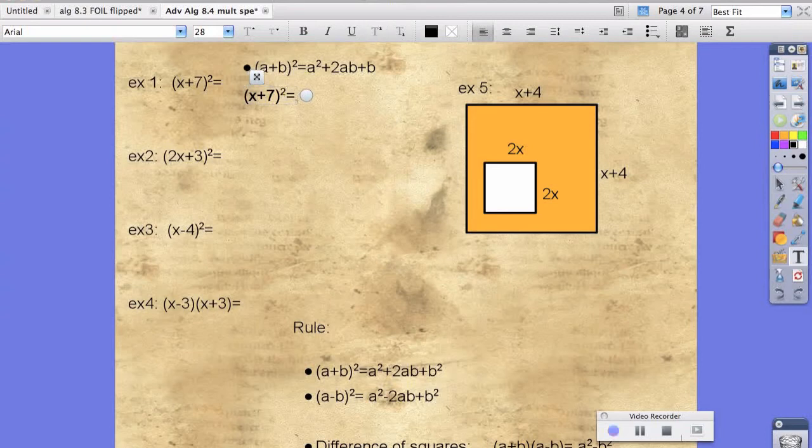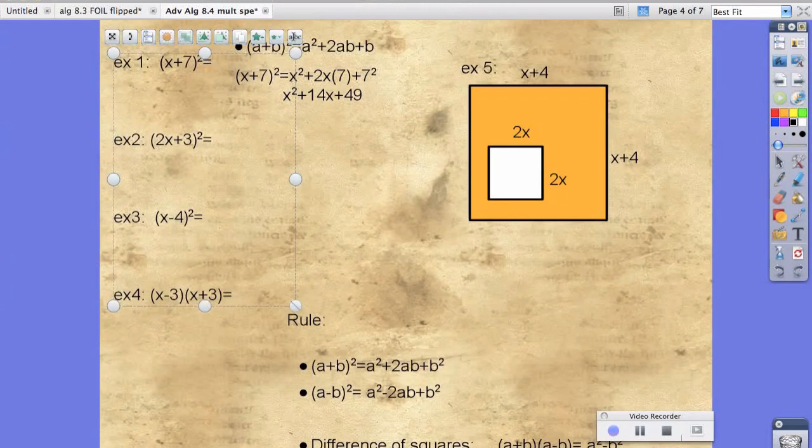So, based off of the formula, we take x and we square it. We take the last term, which is b, or 7, and we square it. And in between those two things, we're going to put 2 times a and b, which is 7. So really what you're looking at here is x squared plus 14x plus 49. So that's all for that one.